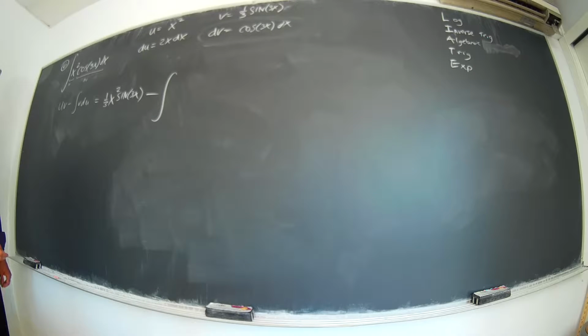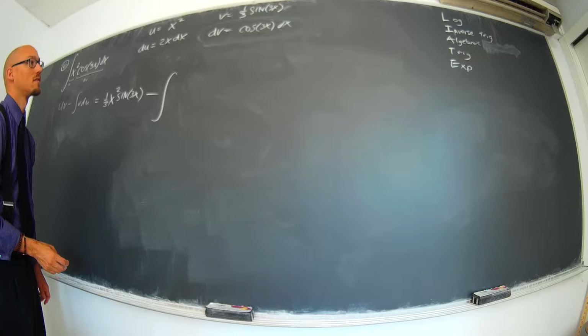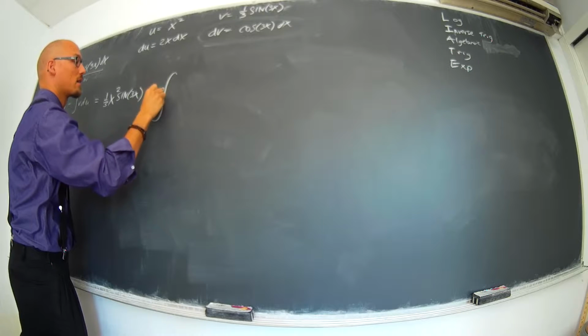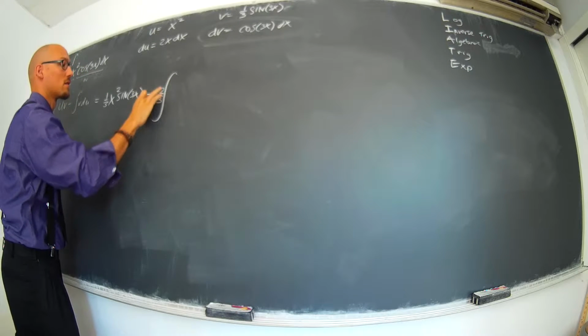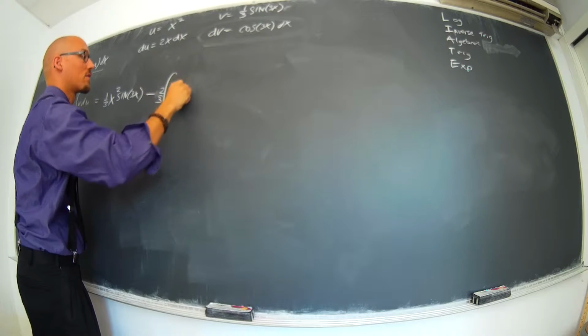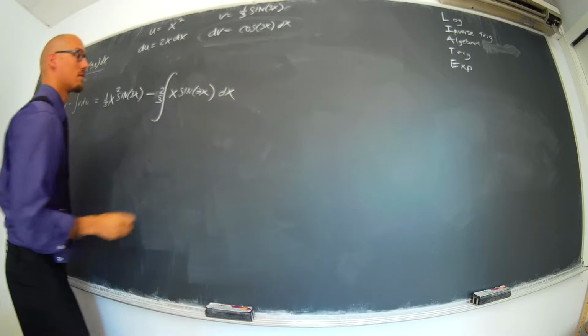Minus the integral of 1/3 sine 3x cosine... wait, du. No, 2x dx. So I see a 2 and a 1/3. I'm going to put that here. That's 2/3, and then this x is here. That's sine of 3x dx.